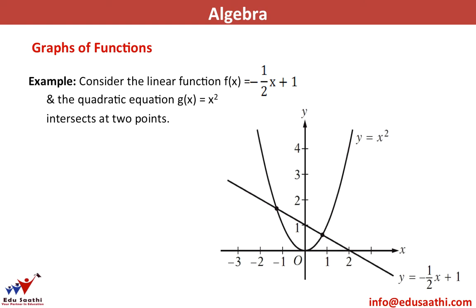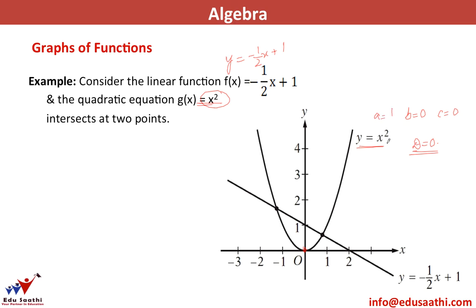Let's look at another example. Consider the linear function f(x), which you already know is literally y is equal to minus 1 by 2 x plus 1, and the quadratic equation y is equal to x square. Now for y is equal to x square, if you find out the value of the discriminant, it comes out to be 0. The value of b is also 0, c is also 0. The only value that you have is a.